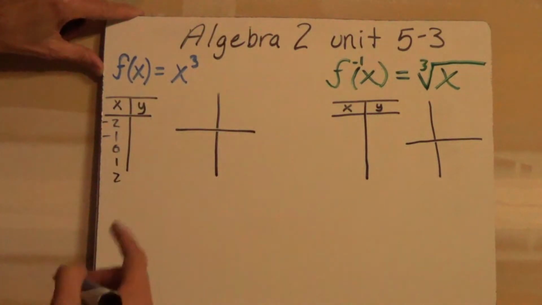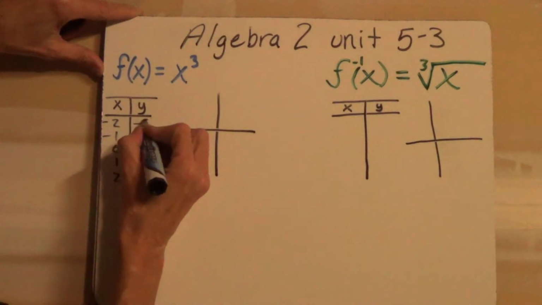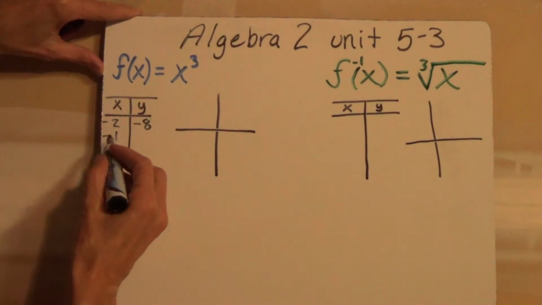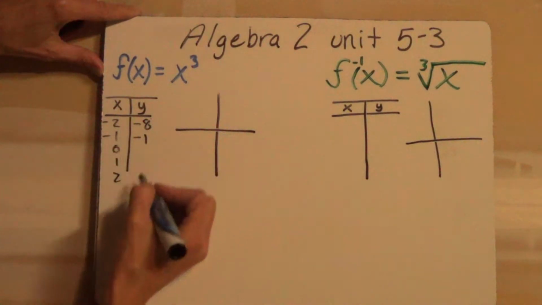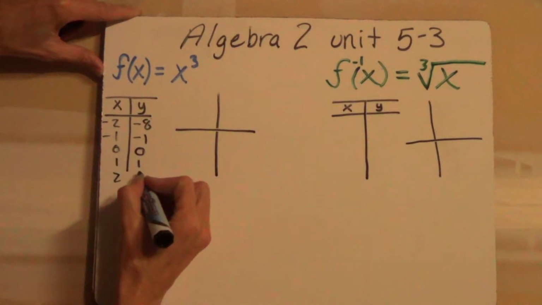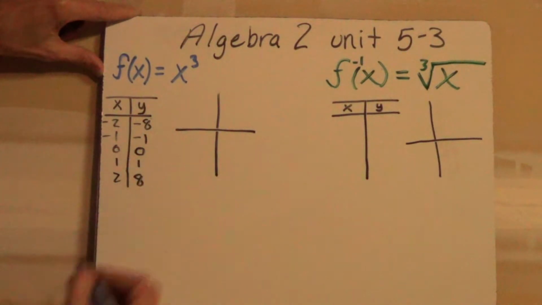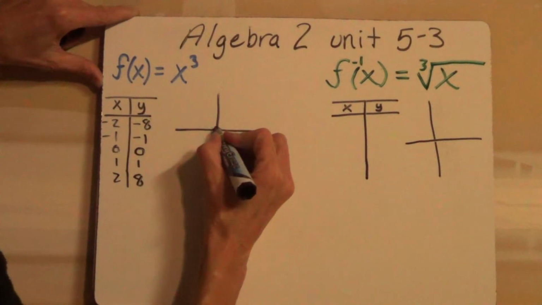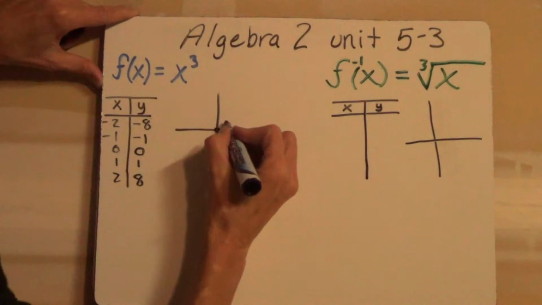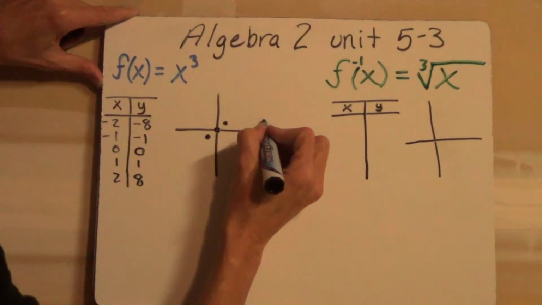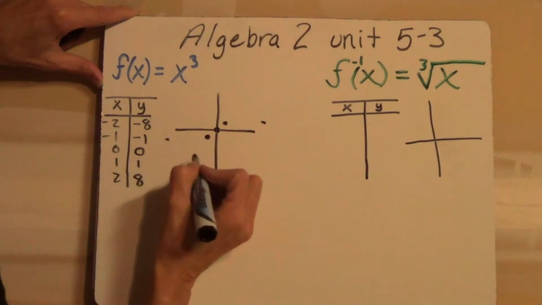-2 times -2 is 4 times -2 is -8. -1 times -1 is 1 times -1 is -1. 0 times 0 times 0, 1 times 1 times 1, and 2 times 2 is 4 times 2 is 8. So there's my pairs. How I would graph this, the vertex that I look at is the point that goes right to the origin, then 1, 1, and -1, -1.